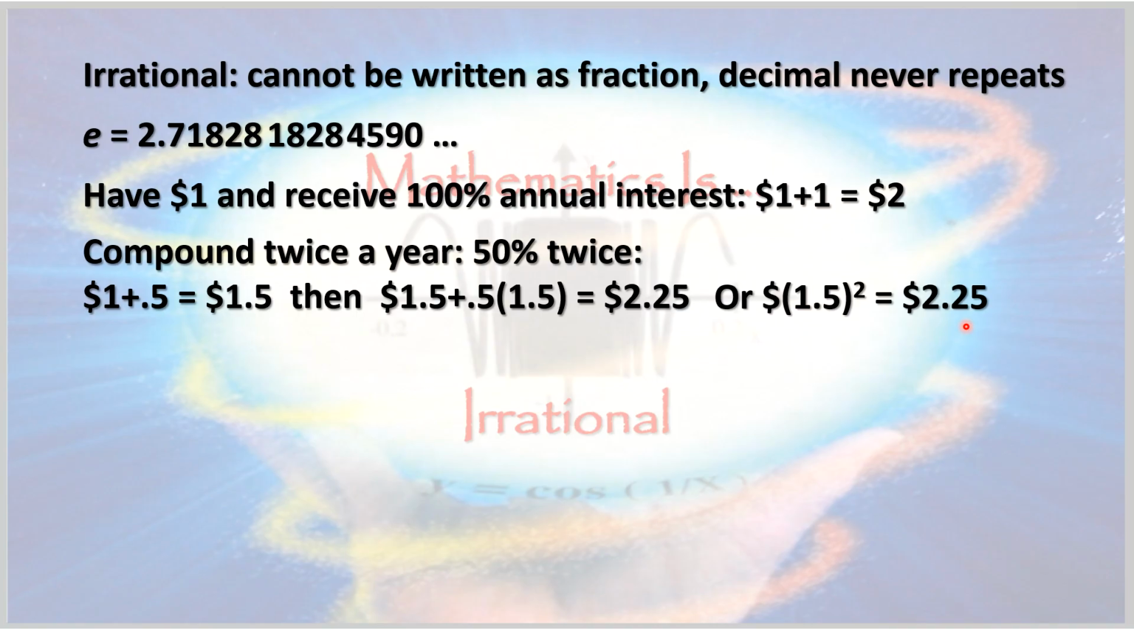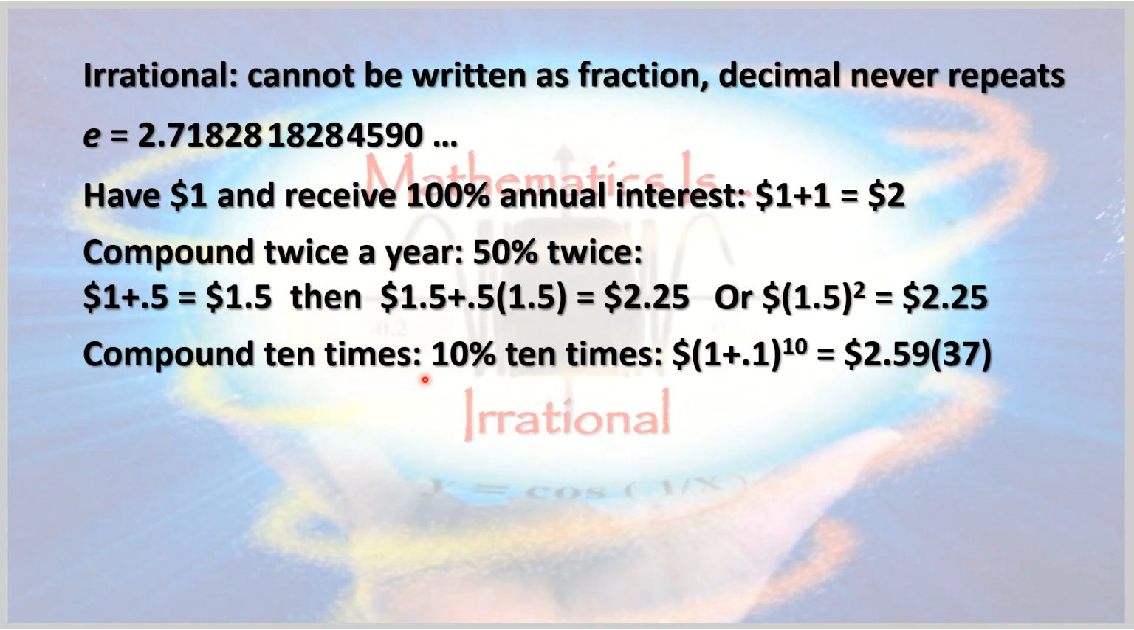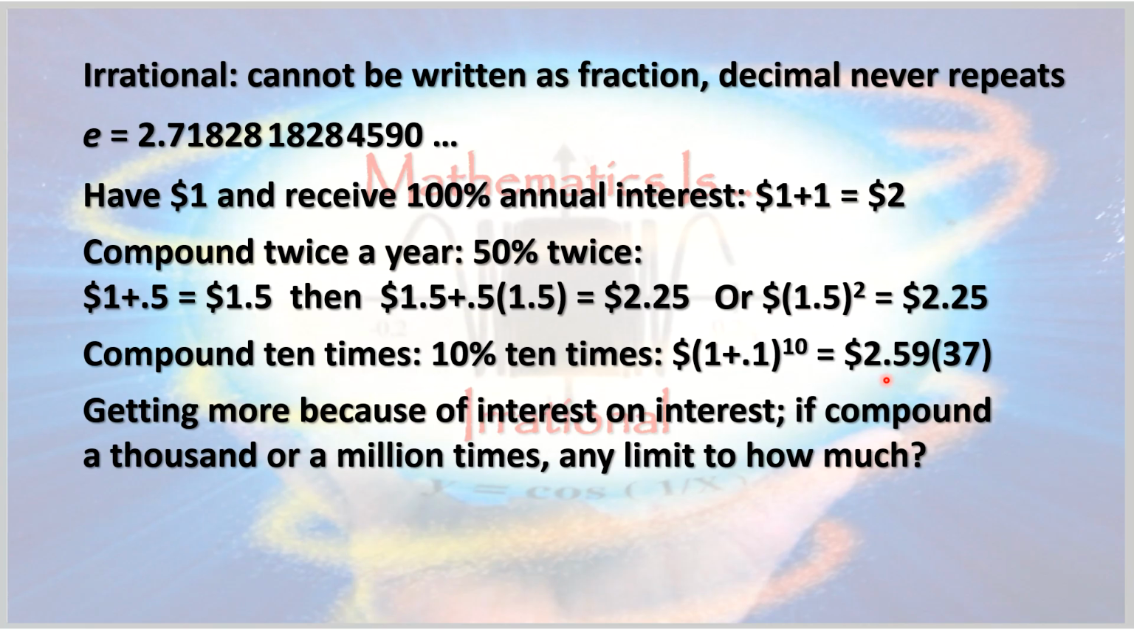What if we compound 10 times per year? Well, you get 100 divided by 10, 10%, 10 times. Adding 10% means you have 1 plus 0.1, 1.1, 110% of what you started with. So doing this 10 times puts you at 1.1 to the 10th, which is 2.5937 and other digits, $2.59. You're finishing with more money because you're getting interest on the interest. Is there any limit to how much you can get in a year?